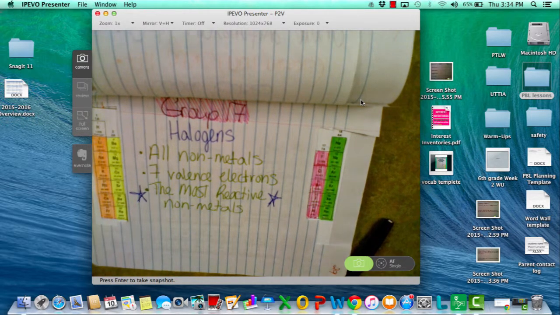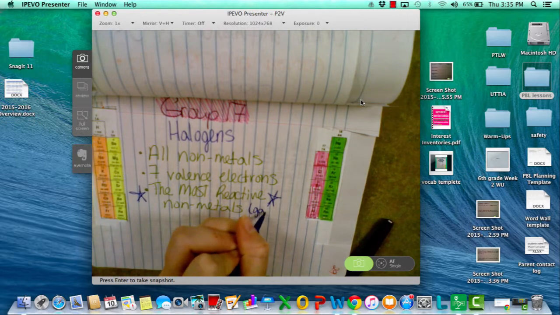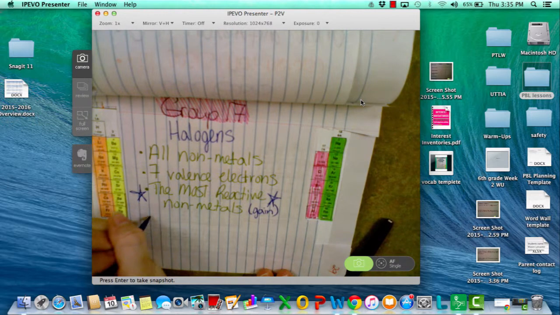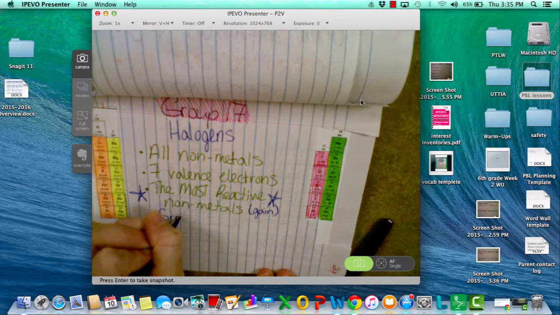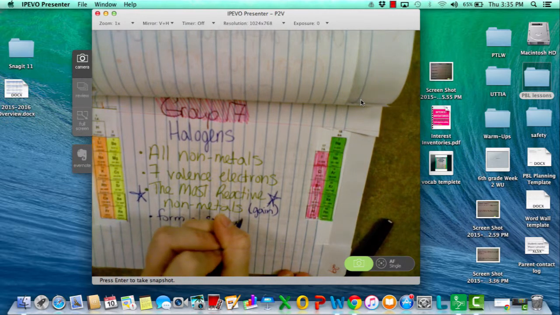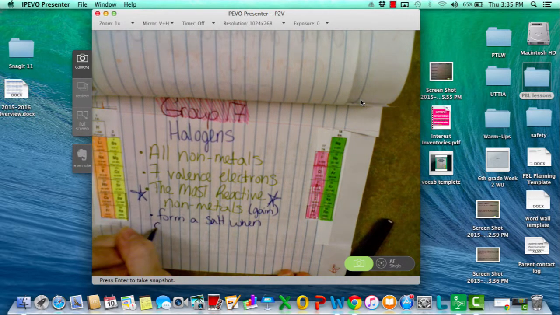Right? So just like the alkali metals were the most reactive metals because they were 1 valence electron away from being happy, the halogens are the most reactive nonmetals. So group 1 and group 17 have the same reactivity. However, group 1 wants to lose that where group 17 wants to gain. And we'll just add that last little bit is where they form a salt when combined with group 1.